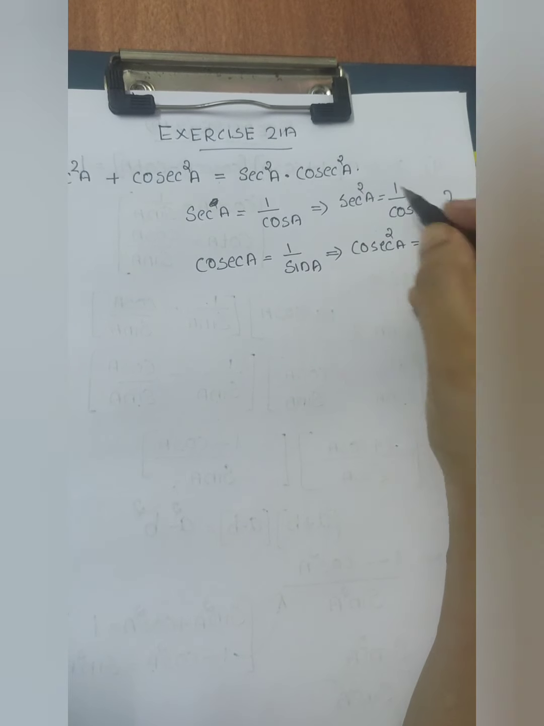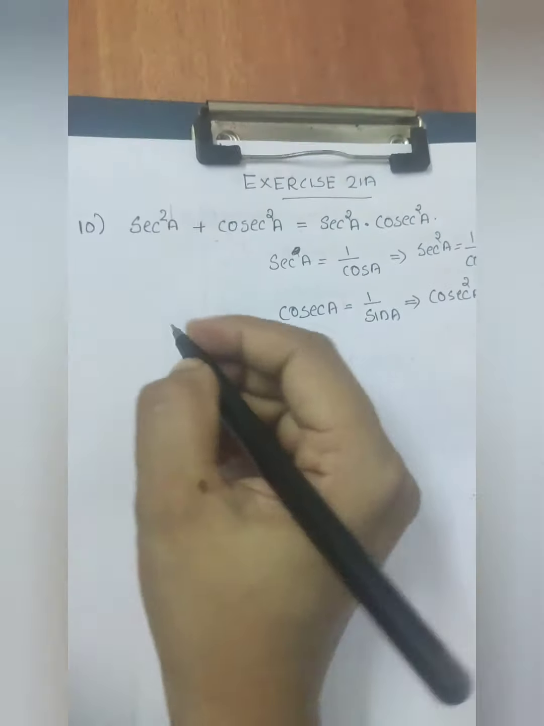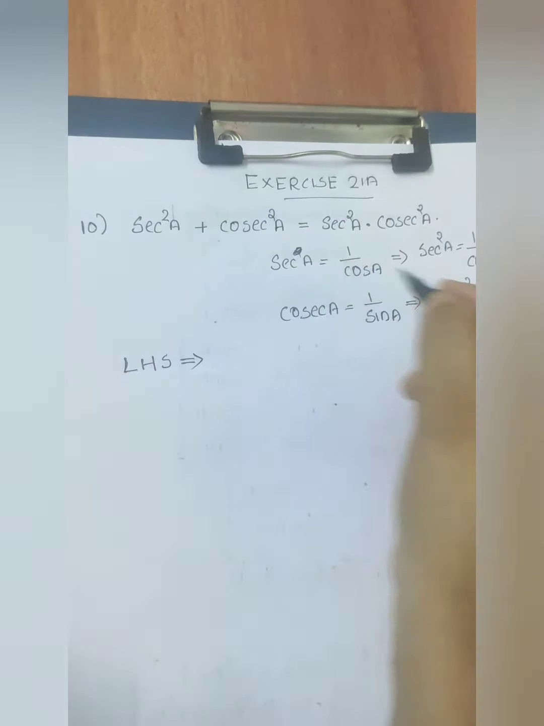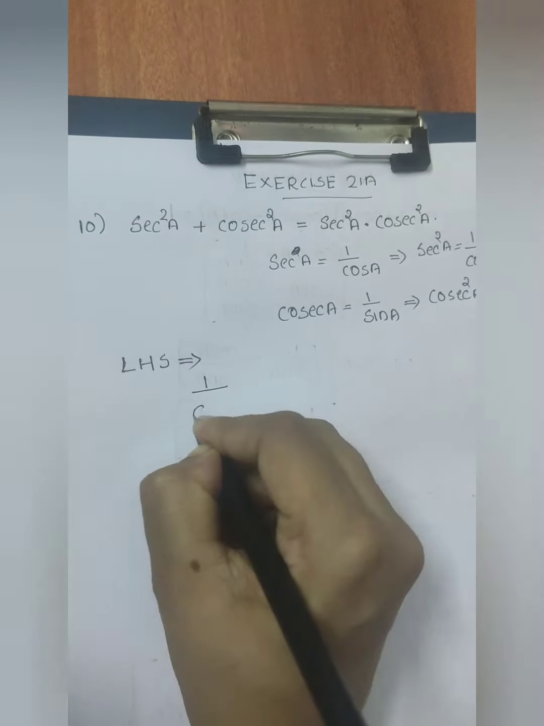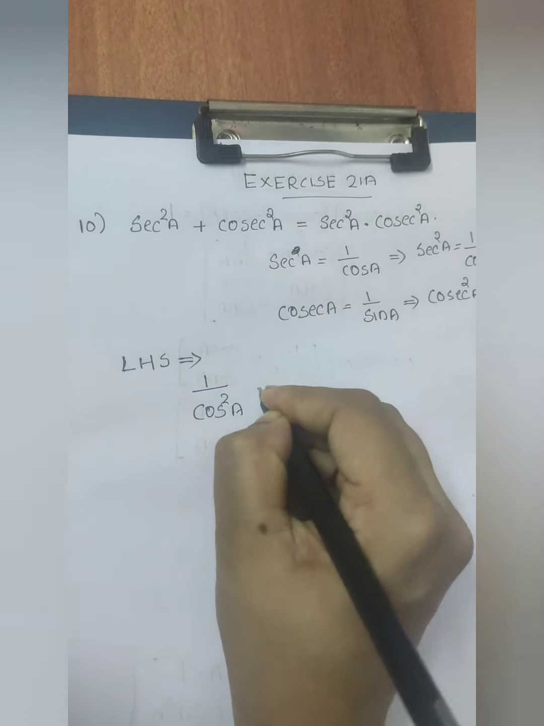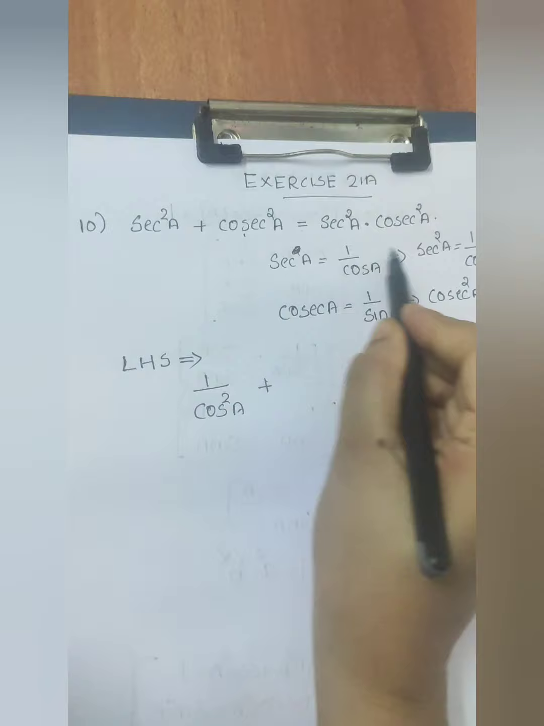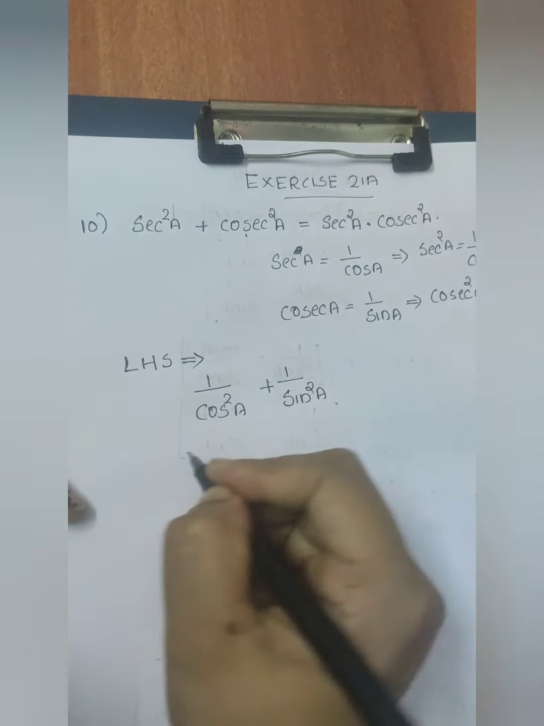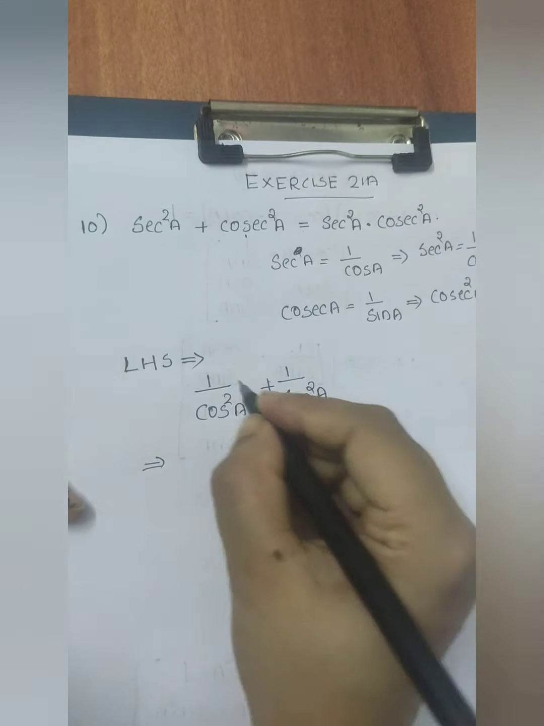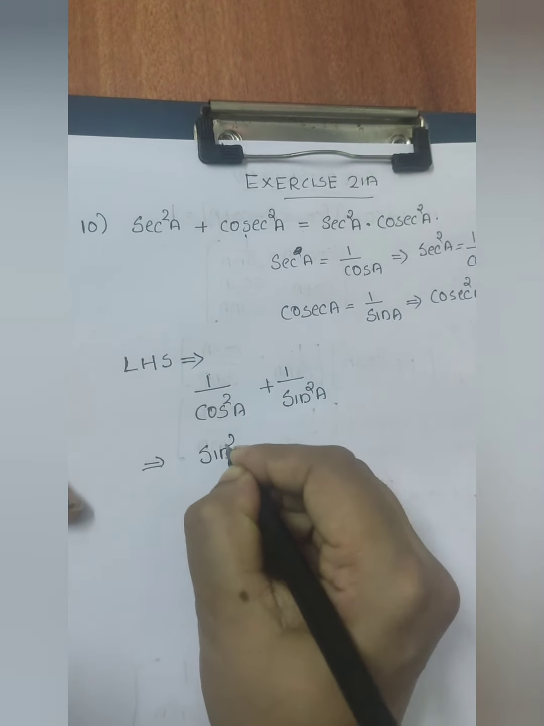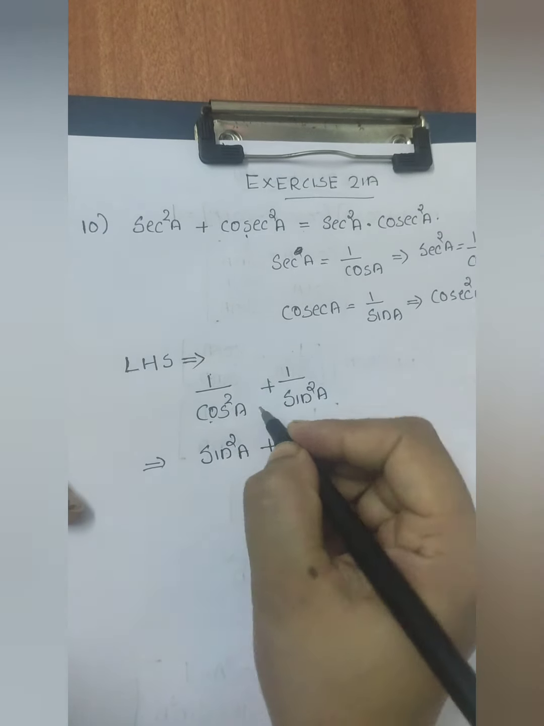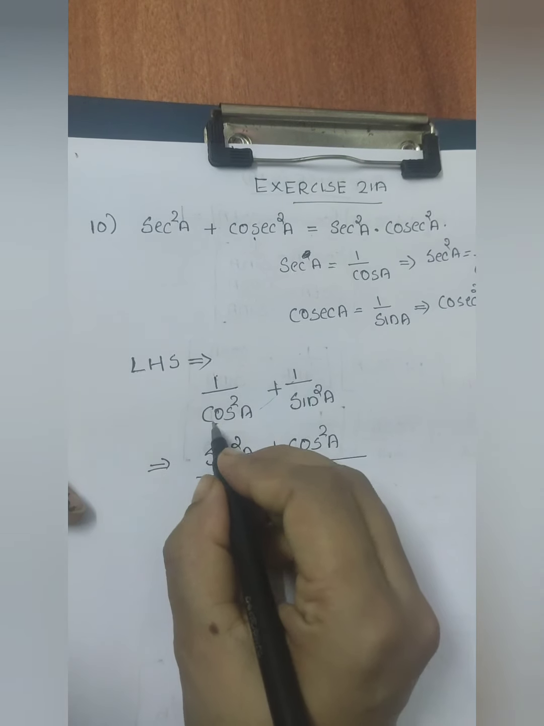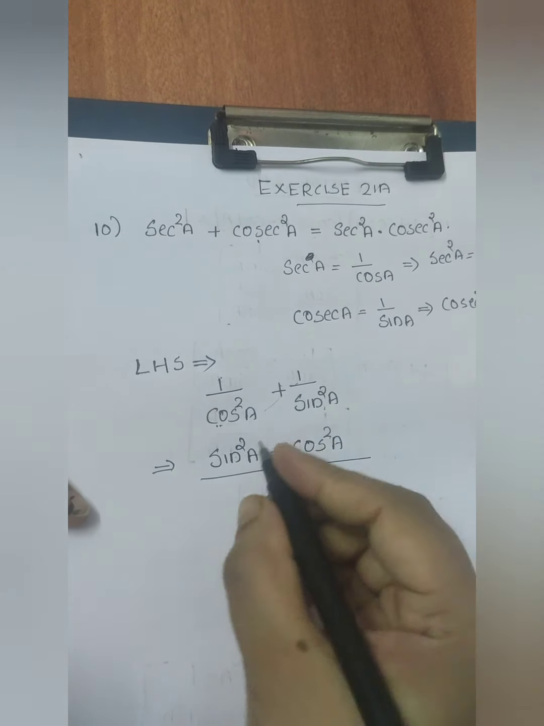Now these two relationships we may substitute here. Then our LHS will become, instead of sec square a, we can write 1 by cos square a plus, instead of cosec square a, we can substitute 1 by sin square a. Now, we can take cross multiplication: sin square a into 1, sin square a, plus cos square a into 1, that is cos square a, divided by cos square a into sin square a.